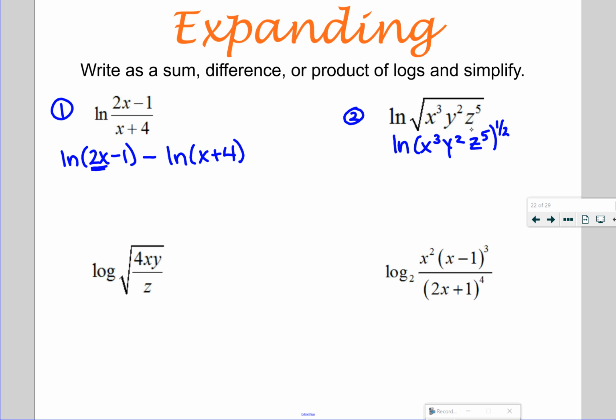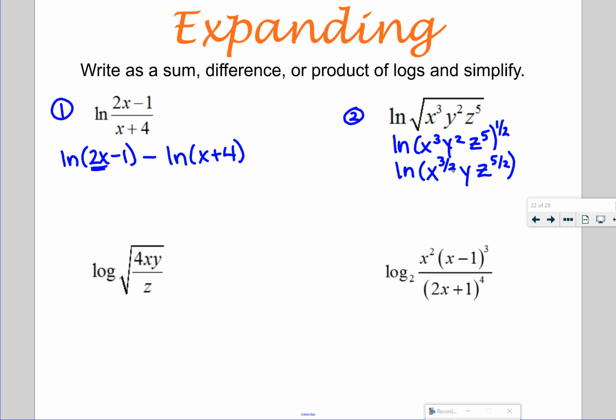And we can actually simplify a little bit here. I can distribute that 1/2 through. So I'm not even using any of my log properties yet. I'm using an exponent property. If I do 3 times a half, I get 3 halves. If I do 1/2 times 2, I'm just going to get y to the first. And if I have 5 times a half, it's 5 halves.